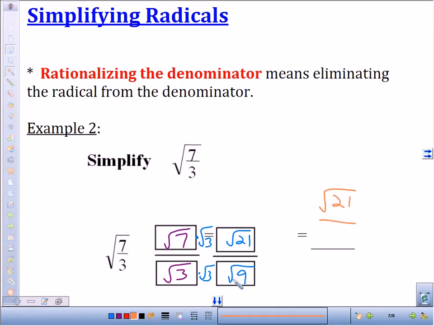But the square root of 9 is 3. And I can simplify that radical. So my final answer, after I've rationalized the denominator, is the square root of 21 over 3, because I multiply the top and the bottom by the square root of 3, by whatever is on the bottom.